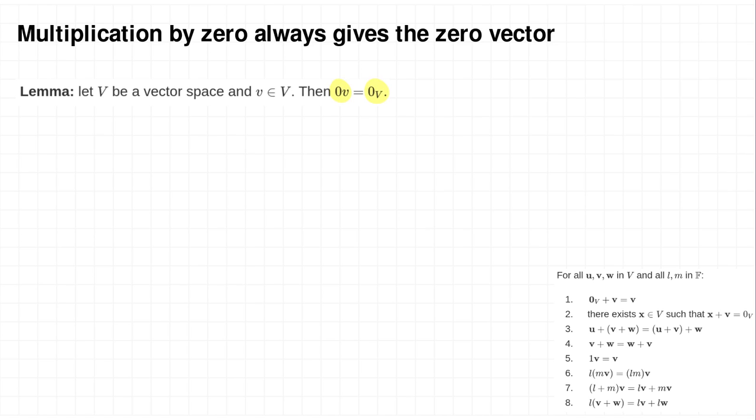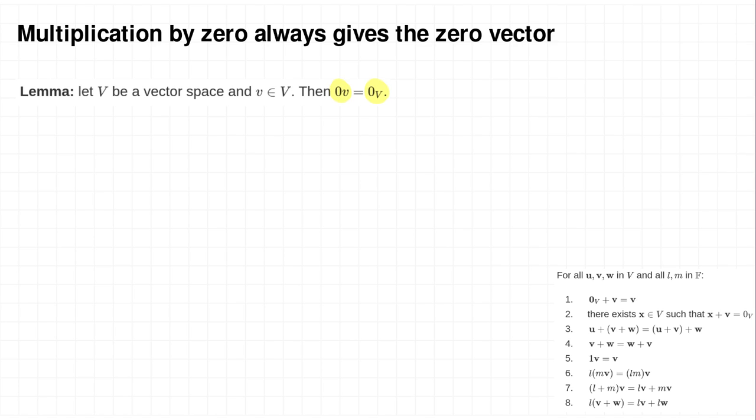So be careful that you understand what the notation here is saying. On the left-hand side of that equality, you've got a scalar multiple of the vector little v by the scalar 0. On the right-hand side of that equality, you've got the 0 vector, which is given in the definition of a vector space. So it's not obvious that those two things should be the same.